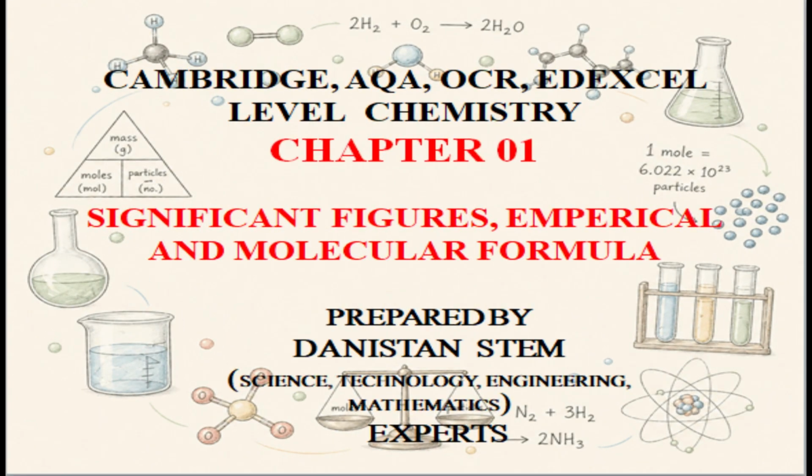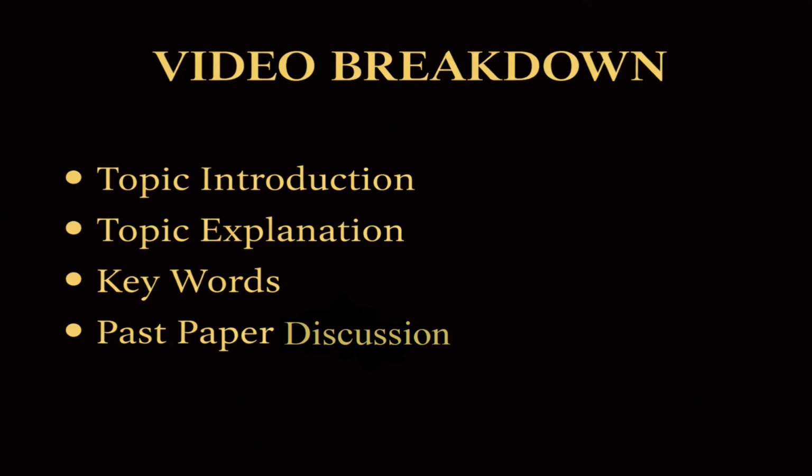Today we will study significant figures, percentage composition by mass, empirical formula, and molecular formula. Ever wonder how chemists know the exact formula of a substance? Well, it all comes down to some really core calculations. In this explainer, we're going to break down exactly how it's done.